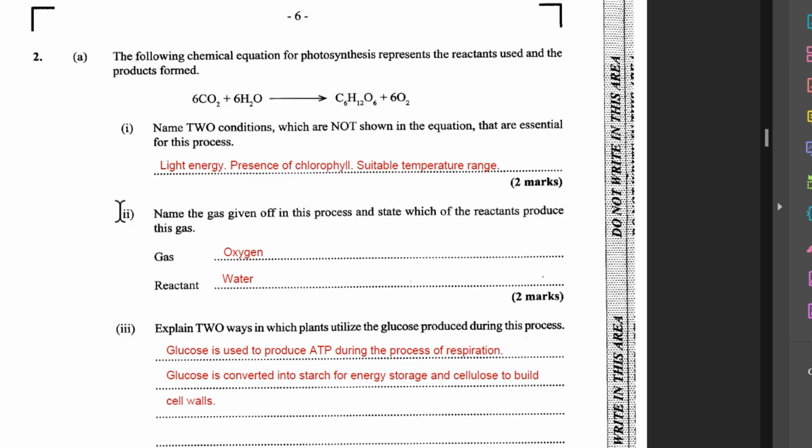Name the gas given off in this process and state which of the reactants produce this gas. Of course, the gas is oxygen, and remember that oxygen is formed from the photolysis of water, where that water is split by sunlight into oxygen and hydrogen.